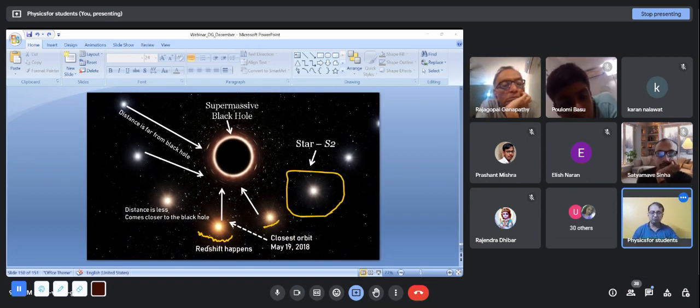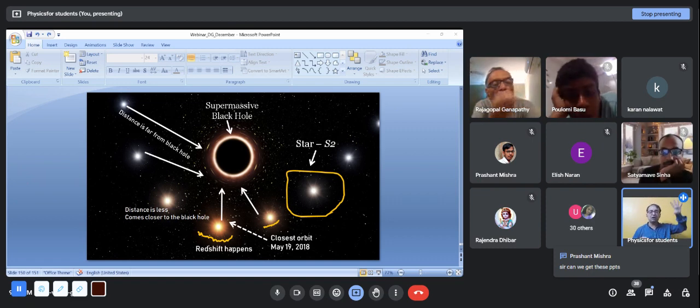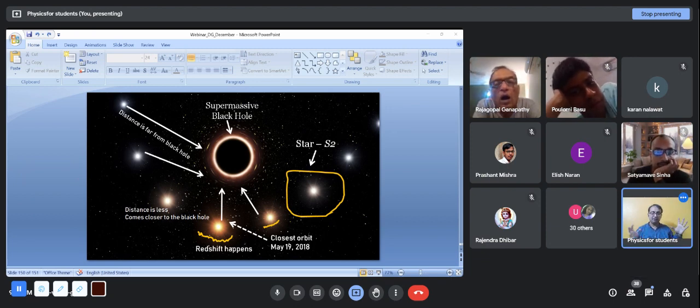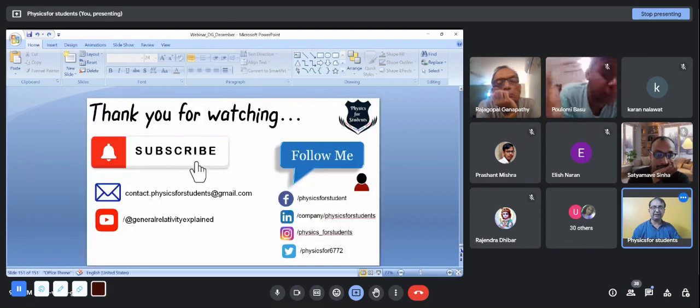The star S2, the yellow one, right? When it is far off from the supermassive black hole, it was looking white in color. You see this? It is white in color. But as it is moving closer and closer, it is turning reddish. This is the redshift. And it happened when the star was at its closest orbit, that is May 19th, 2018. On the left hand side the distance is far, so it is white. It came closer and closer, and that is why the redshift happened. Because of this redshift and Roger Penrose's calculation, we finally framed that yes, there is a supermassive black hole at the center of the galaxy.